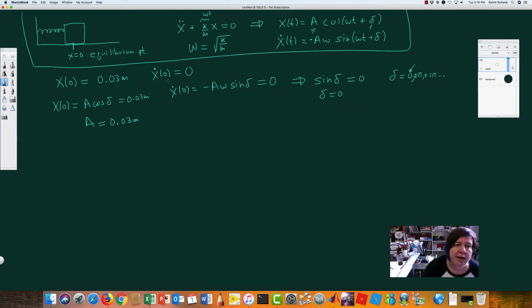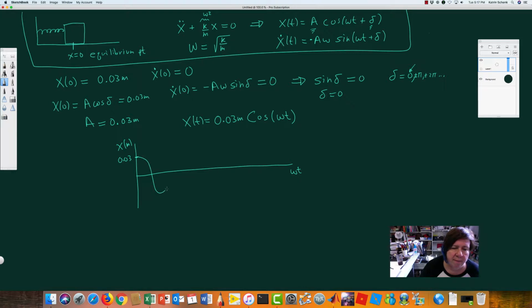Okay, so now we can write down our full solution here. x of t is 0.03 meters times the cosine of omega t, and that's it, right? There's no delta now, it's 0. All right, so what does it look like? Well, let's write omega t here and x here in meters. And so we'll start it out here at 0.03, right? And then we're just going to draw a cosine wave.